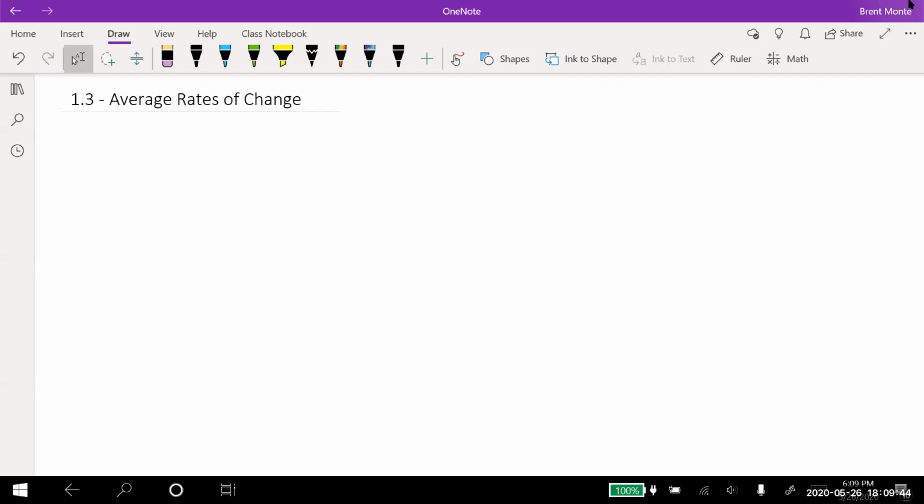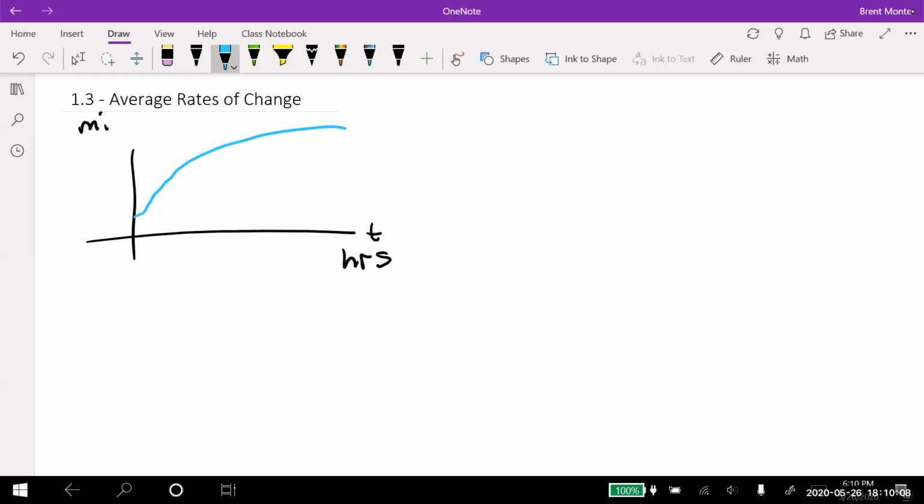1.3 rather, as you see, is average rates of change. So let's sketch something out here. Say we've got a function, and let's say this is hours, so this is time, and this will be miles. Say we're going someplace, and we've got a curve that starts here and goes up like this. After 1 hour we're here, and maybe that's 50 miles. And then after 3 hours, we're up here, and say that's 90 miles.